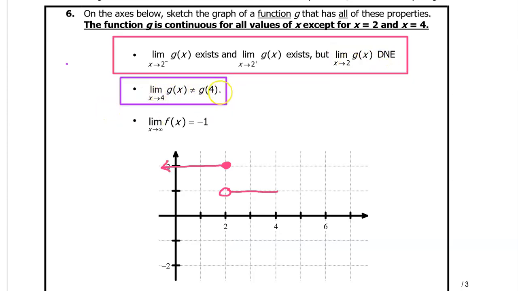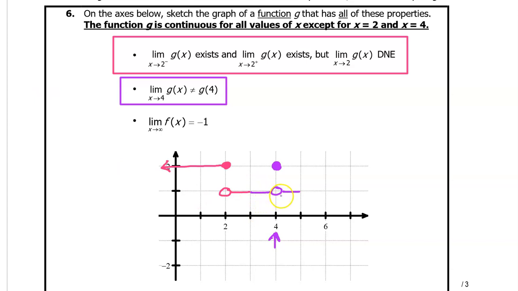Focus now on the second property. The limit as x approaches 4 does not equal the value of the function at 4. So the limit as x approaches 4 must exist. However, the value of the function is going to be somewhere else. So I'm just going to put a dot here representing the value of the function at 4. By the way, here's an x value of 4. But I'm going to leave an open circle on the line as it goes through.